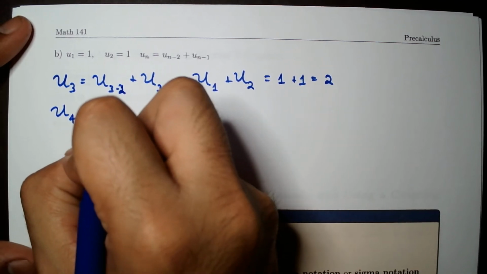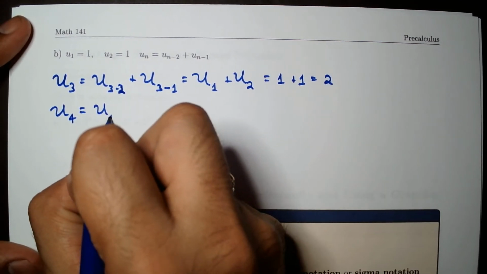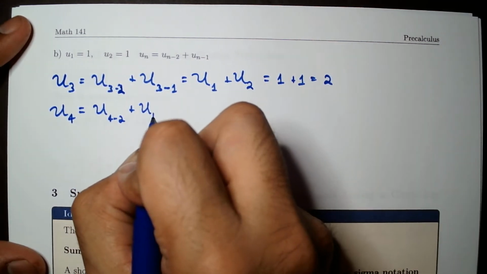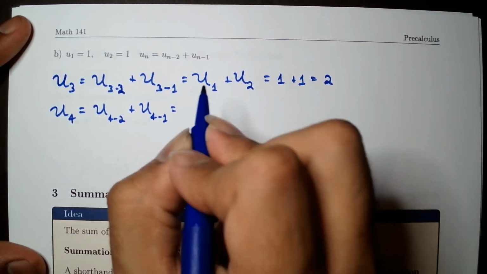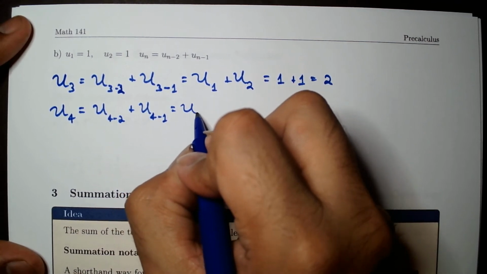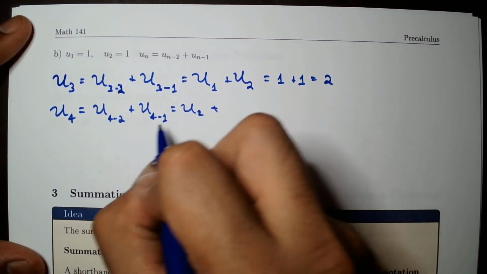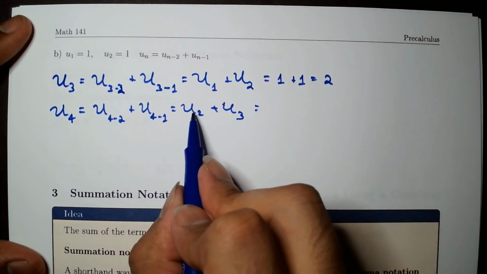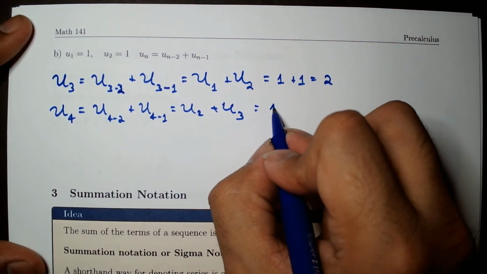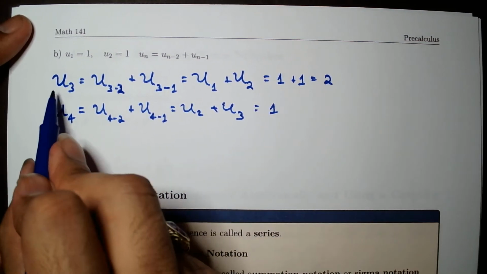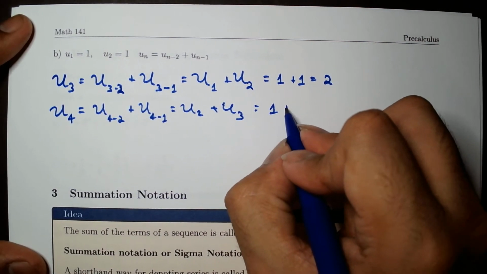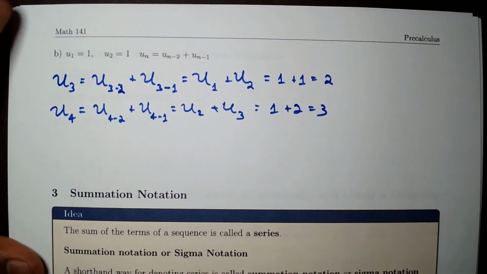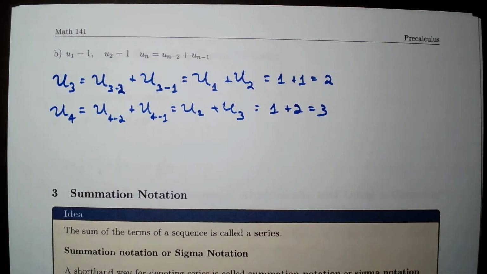So u subscript 4 minus 2 plus u subscript 4 minus 1. So 4 minus 2, that's u2, plus u3. And in this case, we know what u2 is, that's given, that's a 1. And u3, we got from the previous step. That's a 2. And that 1 plus 2 equals 3.